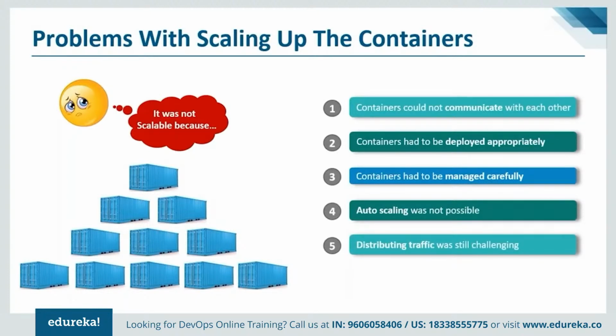So these were the 2 other points. The next problem with scaling up is that auto scaling is never a functionality over here. This is one of the things which is the biggest benefit with Kubernetes. The problem technically is there's no auto scaling functionality. There's no concept of that at all.